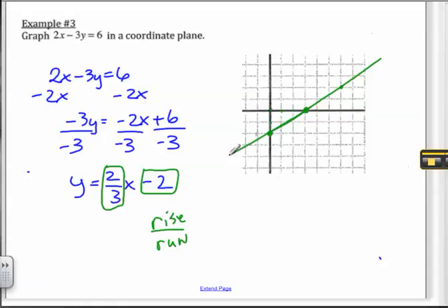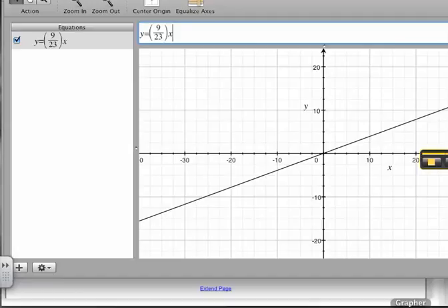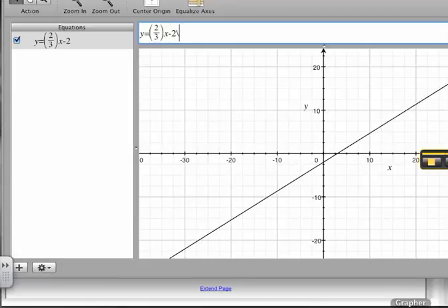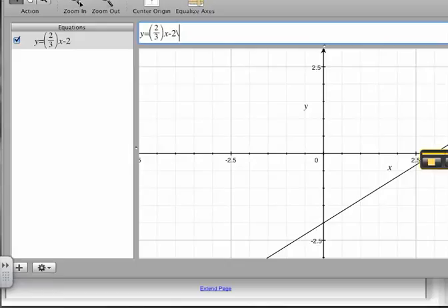Now, I'm going to take just a second and go to Grapher. What was it? 2/3 x? Yeah, 2/3 x. So let me put that in here: 2 divided by 3, x. And then what was it, minus 2? Yeah, minus 2. And then when we hit that, I'll zoom in a little closer so we can see what this graph looks like.